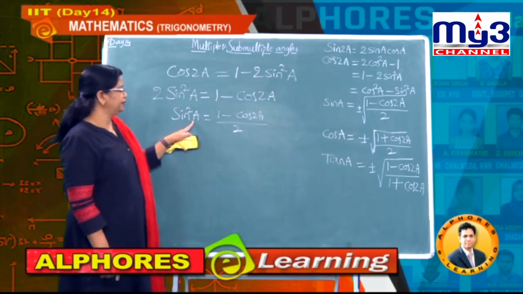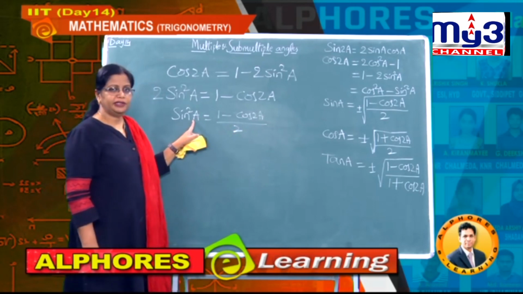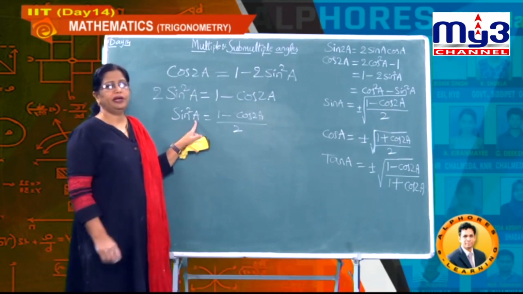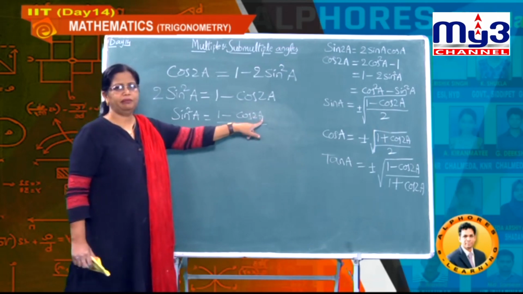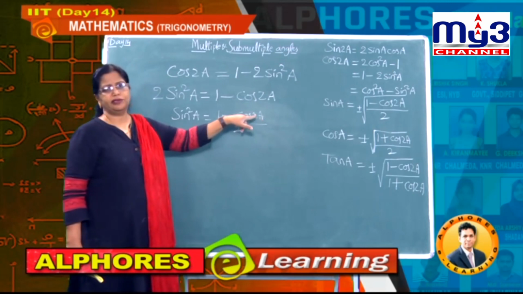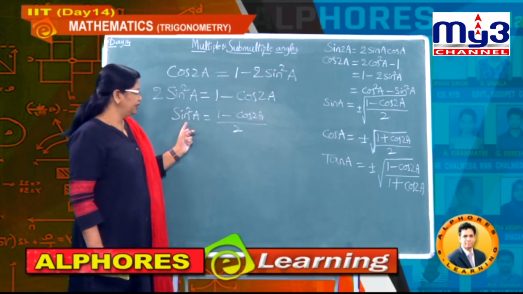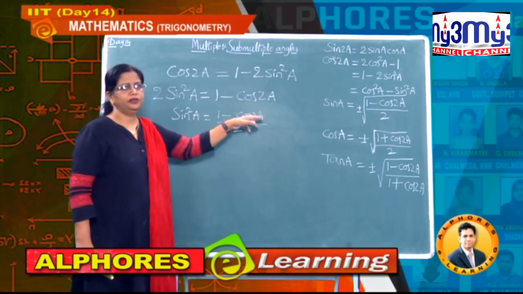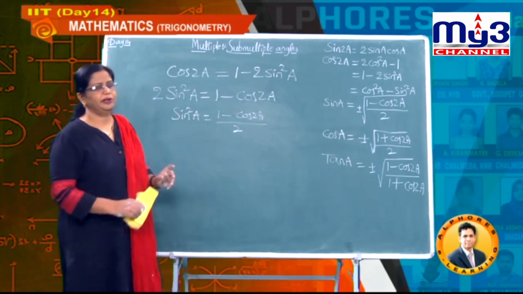Again here also, if you want any other values, suppose I require 7 and a half, understand? 7 and a half means 15 by 2. So if I put 2A as 15 by 2, cos 15 is a known value we can substitute, and in that way you can find some values. Here 2A value you know, but A value you don't know, then you can make use of this formula.